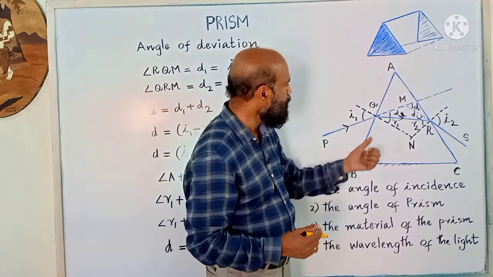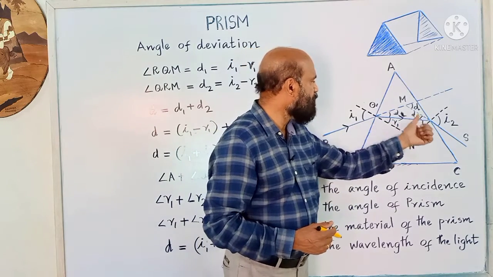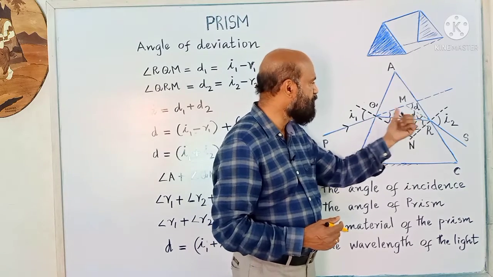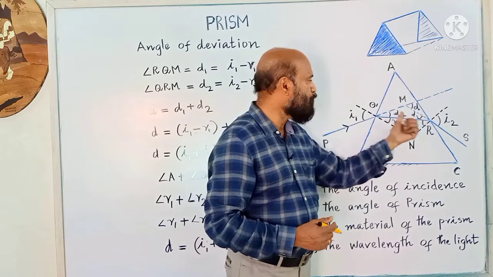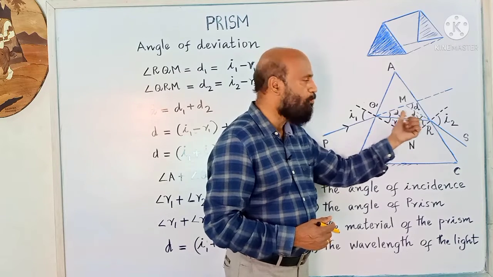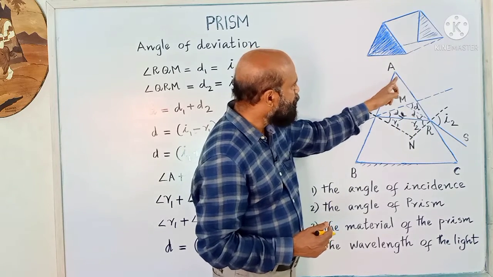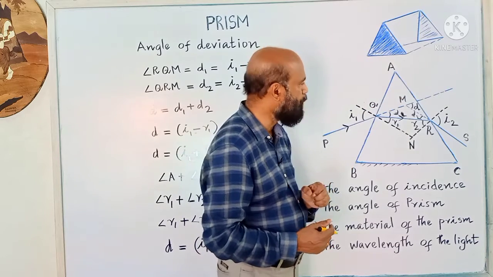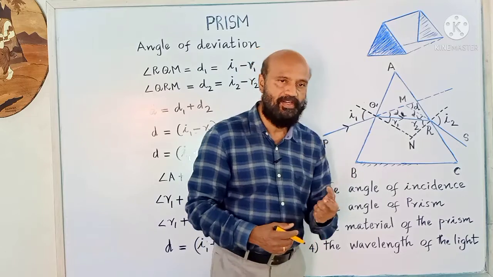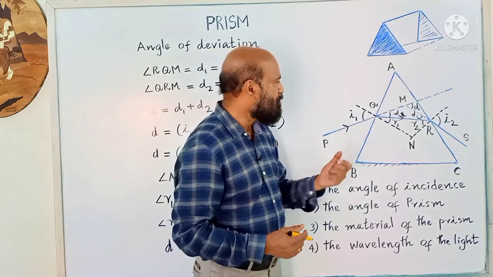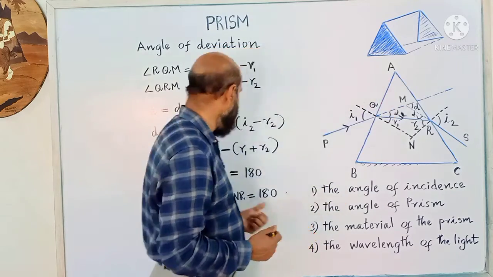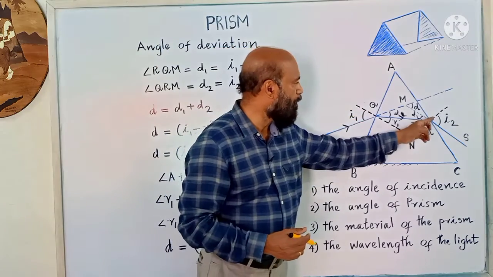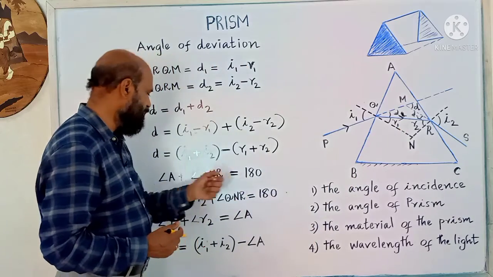Then in the quadrilateral AQNR, the angles at Q and R are 90 degrees. So the sum of these two is 180. Then the sum of these two angles should also be 180, because the total angle in a quadrilateral is 360. So angle A plus angle QNR is equal to 180.